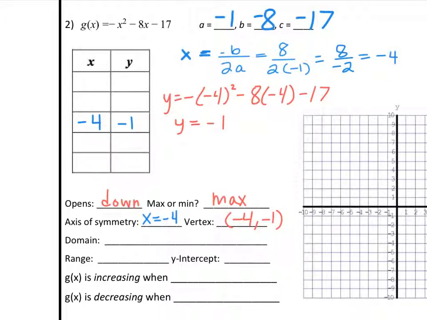Negative x squared, minus 8x, minus 17. Okay, and then you can get the table by doing the second graph. And then keep going up until you get to your vertex, and you have points around. Anybody else?